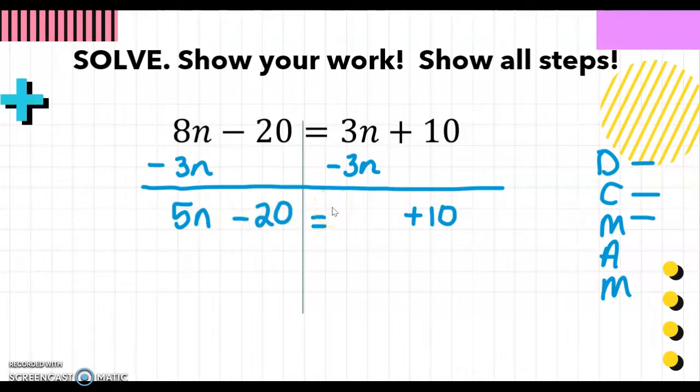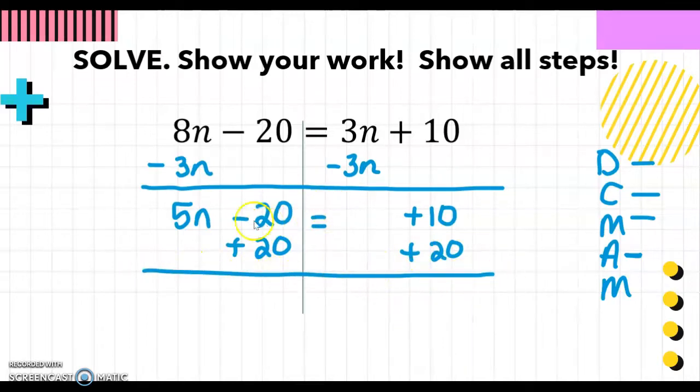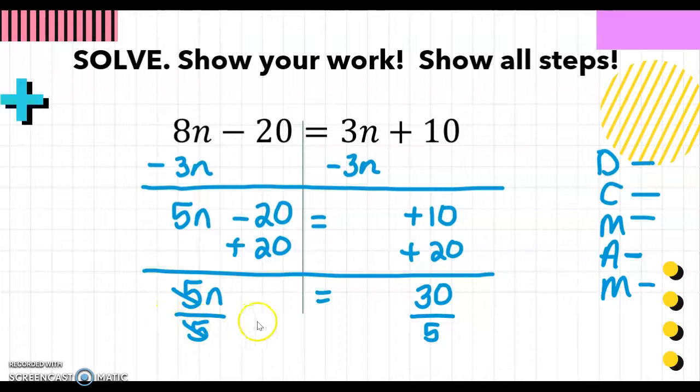And now we have a basic two-step equation. So our next step is to add or subtract. We need to move the constant by adding or subtracting. We undo this subtracting by making it plus 20 on both sides. I'm going to draw my little line. You can see how nicely my work is organized. I end up with 5n equals 10 plus 20 is 30. And now I have a basic one-step equation. I'm going to multiply or divide. In this case, I'm going to divide by 5 to undo that multiplication. Cross it out, and I end up with n equals 6.